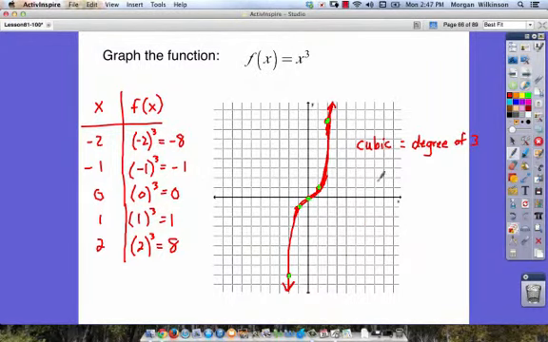So anytime we have a function where our highest power or exponent is 3, we're always going to get a shape like this, where it goes up steeply, then a smooth curve, and then down steeply. Got a couple more to look at.